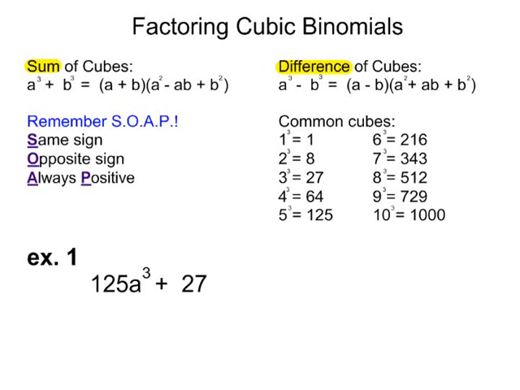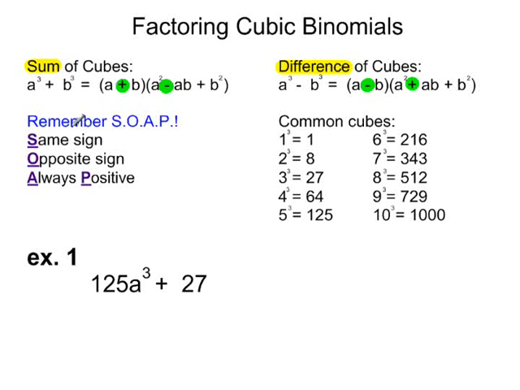Now if you look at their outcomes, you see that we have a binomial and a trinomial for their answers for each of these, and they look almost identical, but there is a small difference. In a sum, we have plus and then minus for our first two signs, and in the difference, the signs are switched. So that'll be the tricky part, is to remember which one goes with which, and we have a mnemonic to help us remember that, and that mnemonic is SOAP.